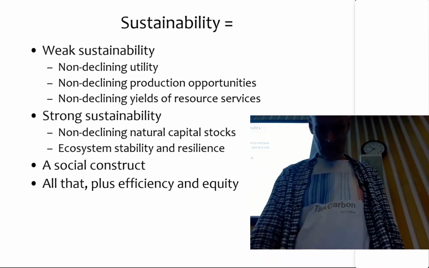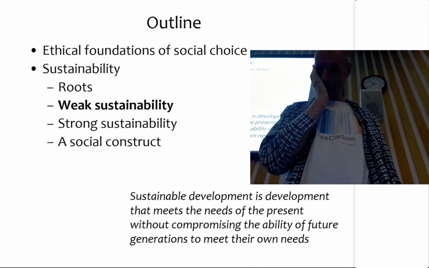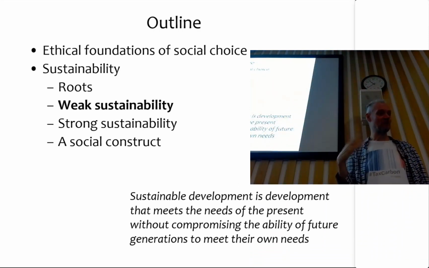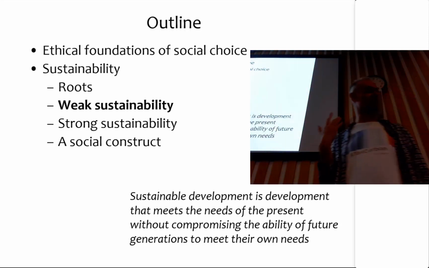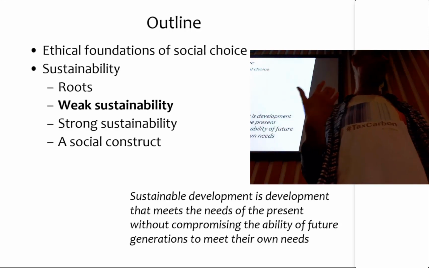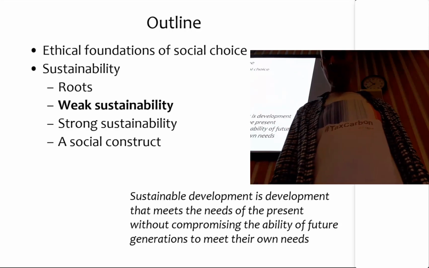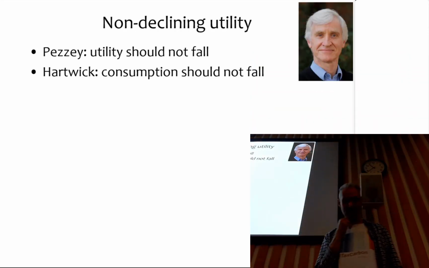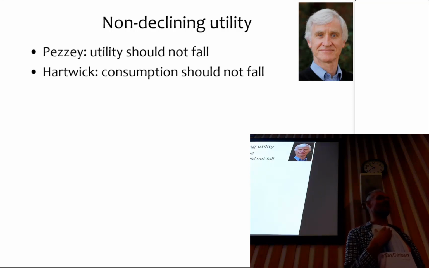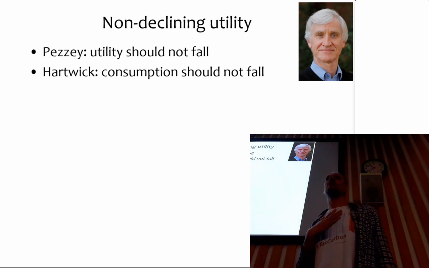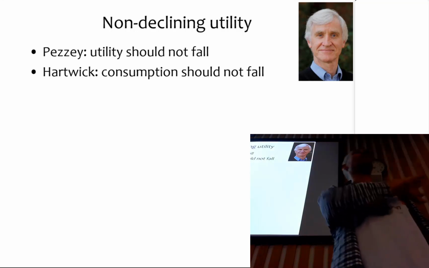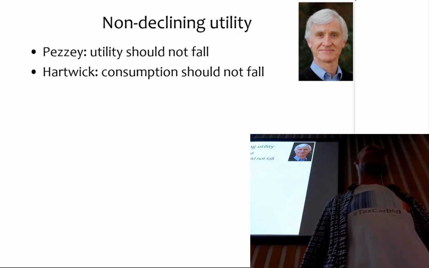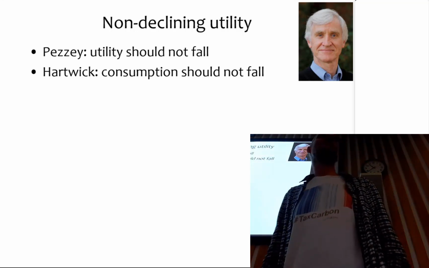So let's start with weak sustainability. Recall that sustainable development is development that meets the needs of the present generation without compromising the ability of future generations to meet their own needs. And Jack Pezzey, who you see here, it's a very recent picture, argued that this means that utility should not fall. That as long as people at least do not grow less happy, then we're developing sustainably.